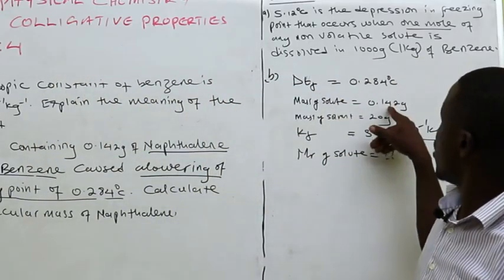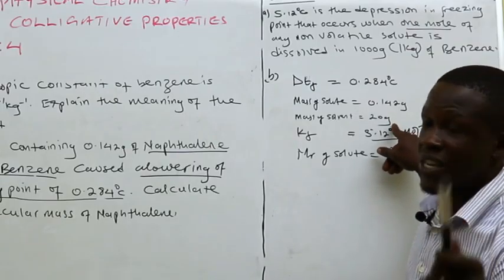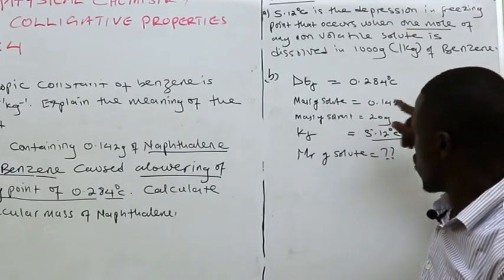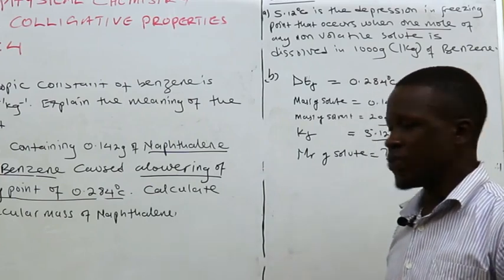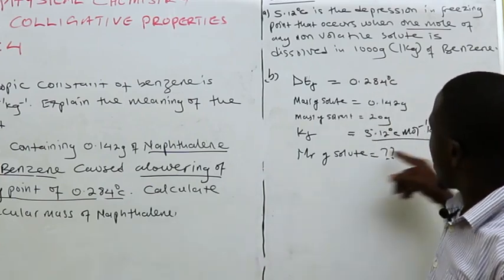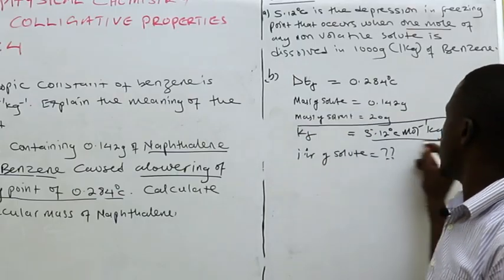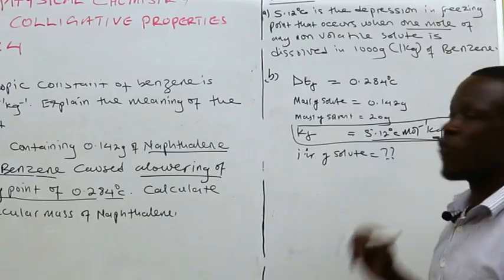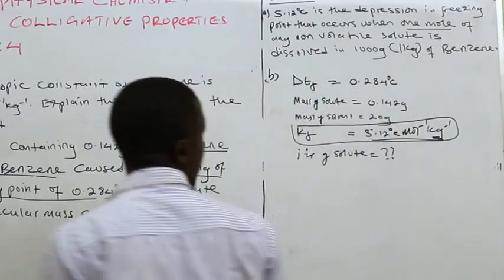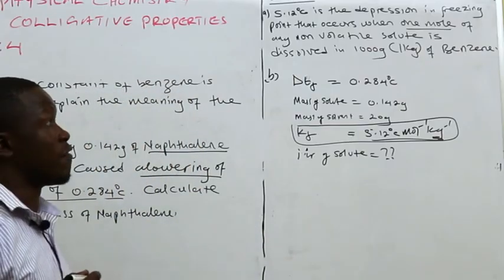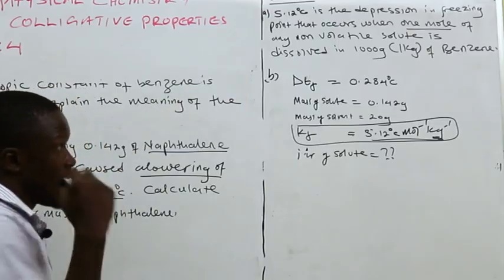Yes, this mass was dissolved in this. So we want to find out what would be the mass of the solute if it was dissolved in 1,000 grams. Why do we change to 1,000 grams? Because we can only relate to Kf if the units of the solvent are similar, if all the solvent is in 1 kilogram. So in our calculation, we shall first convert the mass of the solute to 1,000 grams of the solvent.